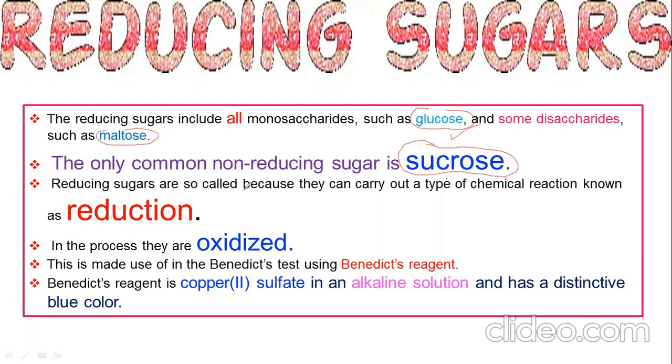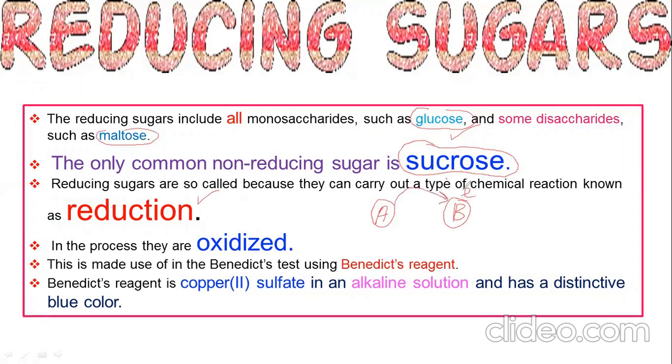Now the question is, what is a reducing sugar? Reducing sugars have the ability to do what? Reduction. Reducing sugars are so called because they can carry out a type of chemical reaction called reduction. What is meant by reduction? It is a chemistry word. Reduction means, for example, I have a molecule A and another molecule B. This A gives electrons to B.